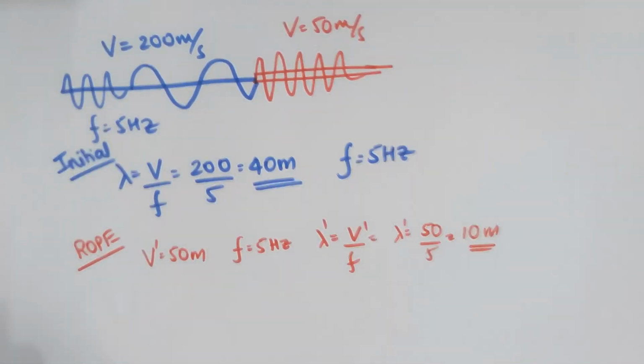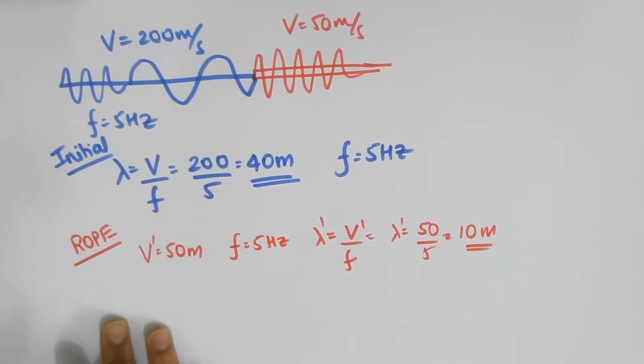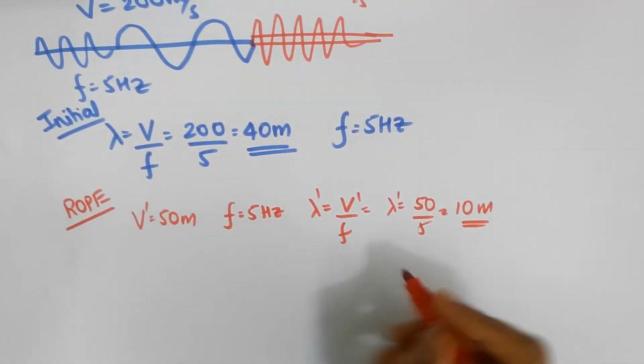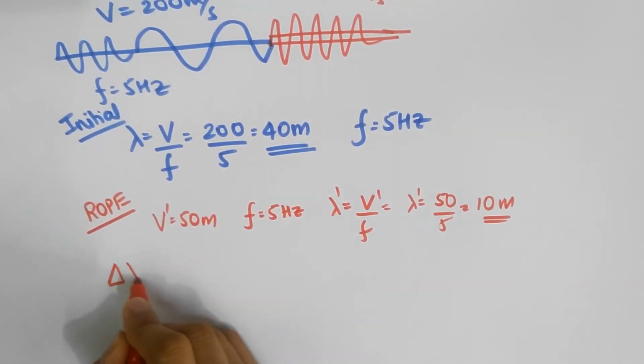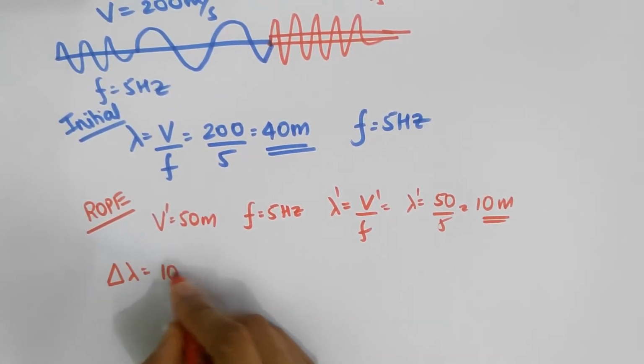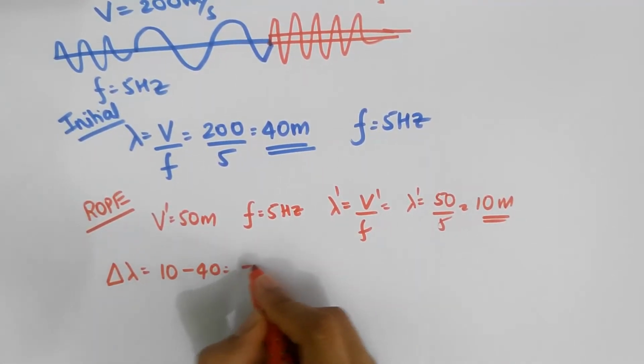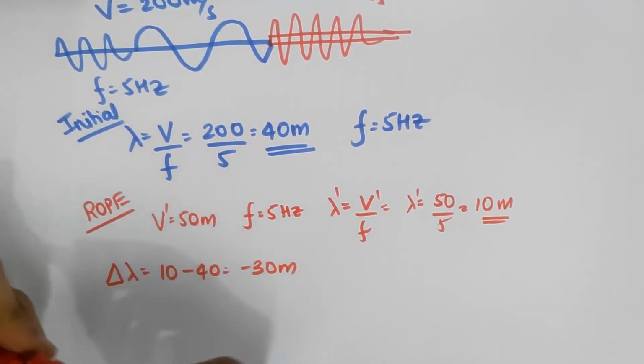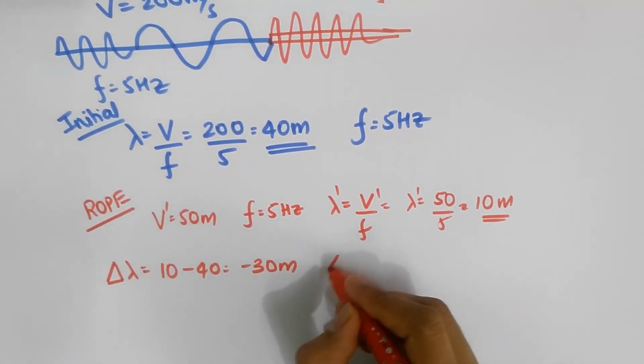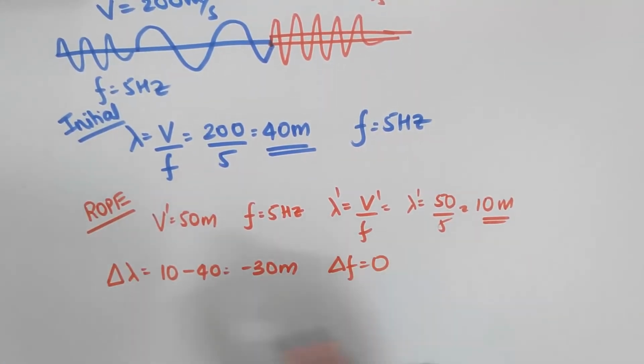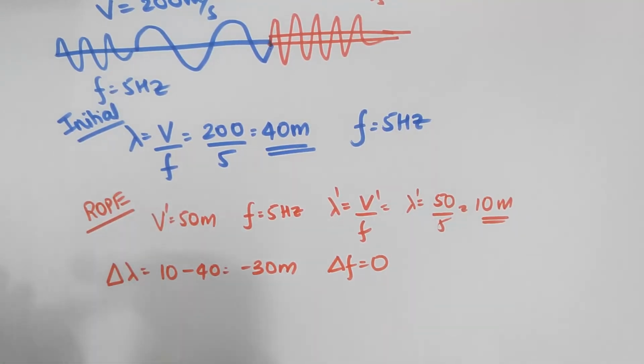Okay, so the question is, what's the change in wavelength and what's the change in frequency? Well, change in wavelength is final wavelength minus initial wavelength. That's minus 30 meters. And what's the change in frequency? Well, change in frequency is 0 because the frequency is independent of the medium.